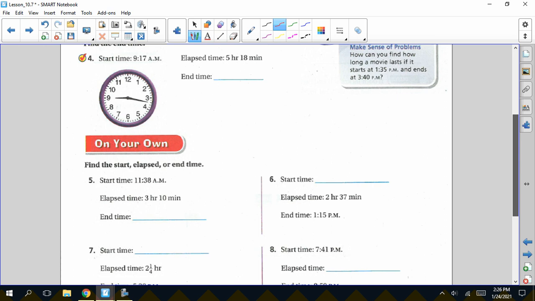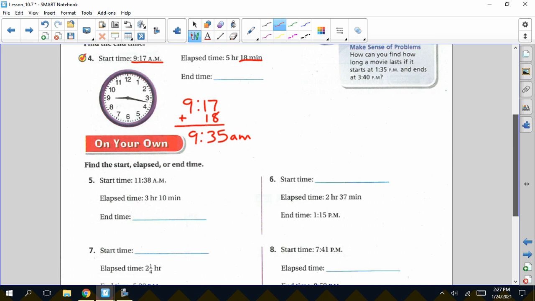If the start time is 9:17 a.m. and the elapsed time here was 5 hours and 18 minutes, what was the end time? So you could think of it this way. We could say 9:17, and if you jump 18 minutes for our 18 minutes here, we would have 9:35 a.m. Now there's our 18 minutes.